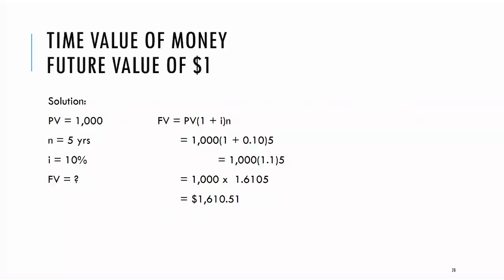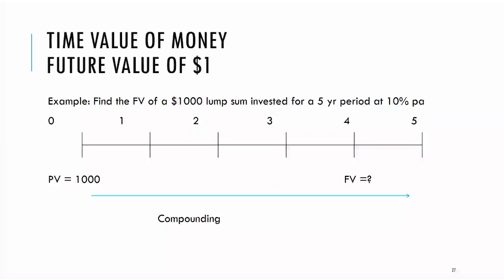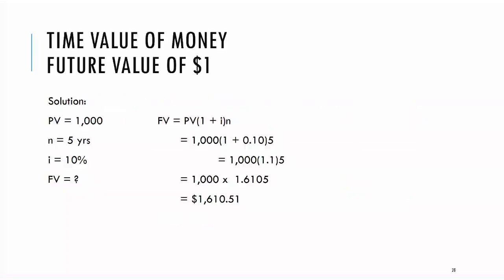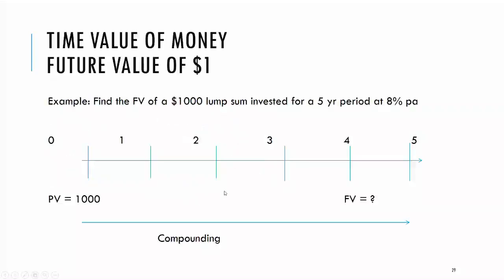Same thing. Find the future value of a $1,000 lump sum invested for a 5-year period at 10% per annum. So $1,000, 5 years, 10%, future value. Simple. It's 1,610. Simple calculation. Another example.